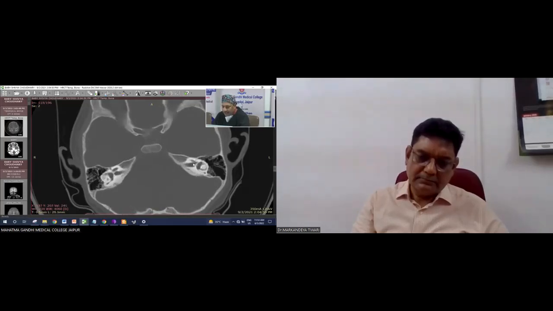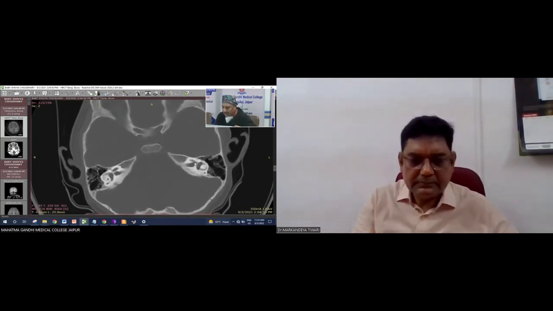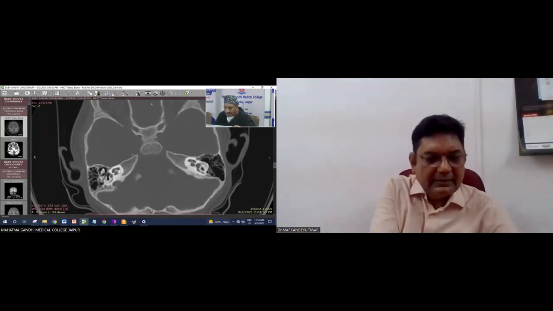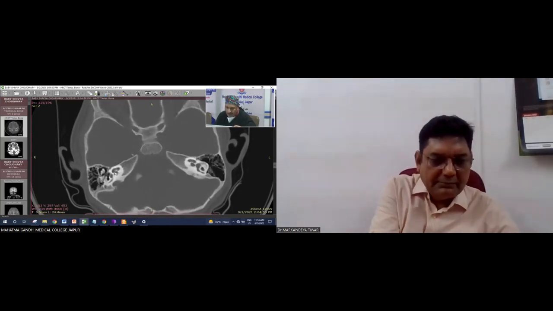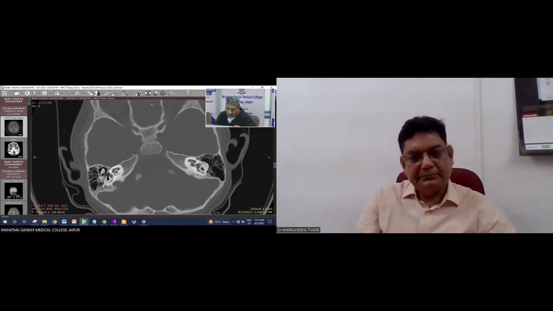So there could be one of the fallacies you can see, because the CT scan, MRI, whatever we are doing, are not going to give you the details of the membranous labyrinth at the cellular level. So this is important. This cochlear, see the base of the, this is cochlear aperture. You can measure with your software the size of the aperture.